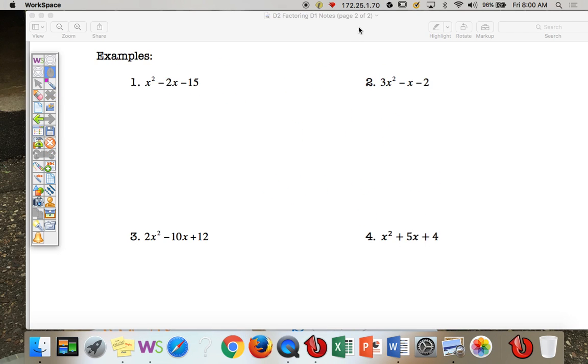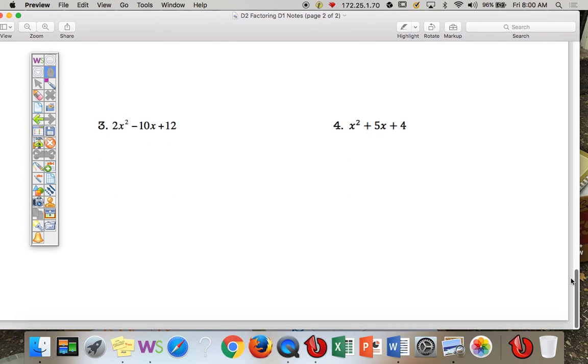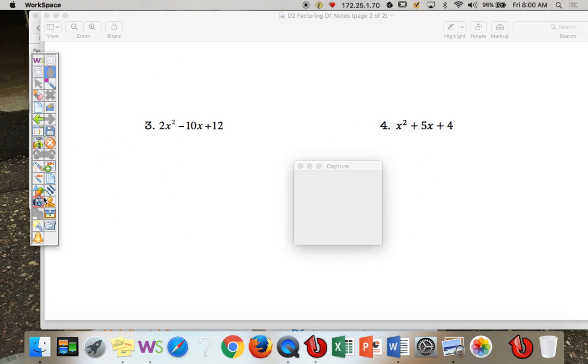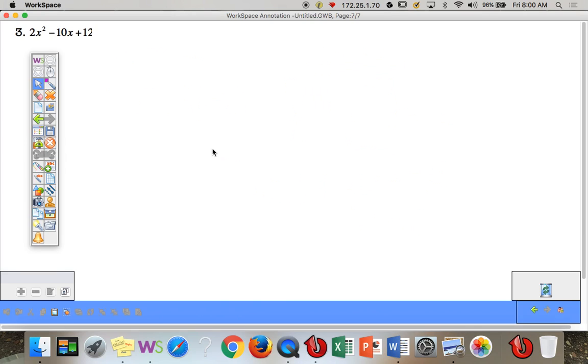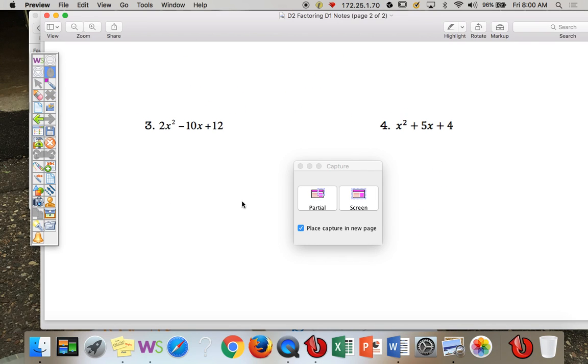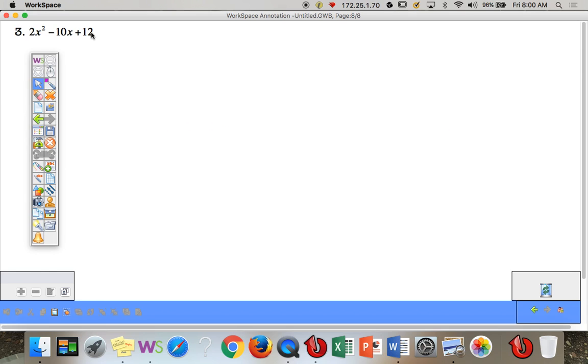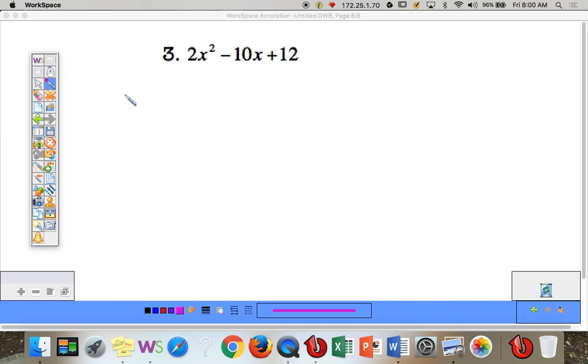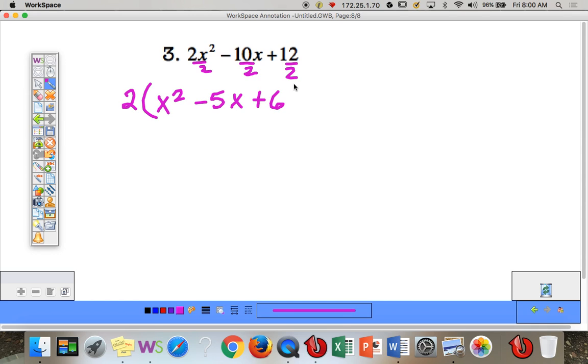All right, let's try a few more, and this will be what your assignment is. Greatest common factor and box and circle. So number 3, there is a greatest common factor we can pull out. There's a 2. We can divide each of these terms by 2. So let's do that. If I divide all these numbers by 2, I'm going to get x squared minus 5x plus 6. Let's use our box and circle for just the inside. So we'll ignore the 2 at first, and we'll stick that back in our answer at the end.